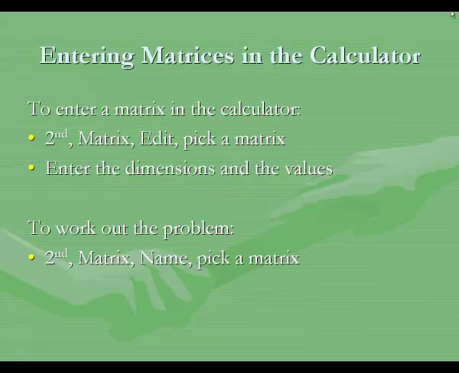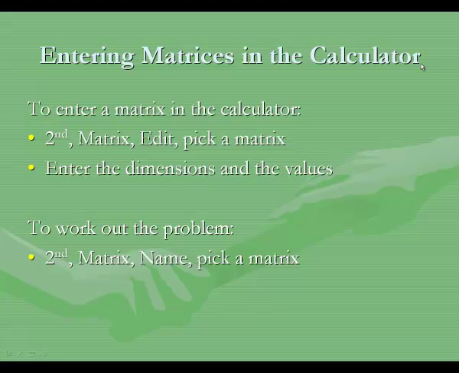Okay, entering a matrix in your calculator. Second matrix is how you do that, and then edit to enter a matrix. Now hit the second key, which is the blue key, and then matrix is about halfway down your first column, and then you want to go over to edit, pick any matrix. Usually I pick A, and we're going to go back and do like example 1 on the previous slide.